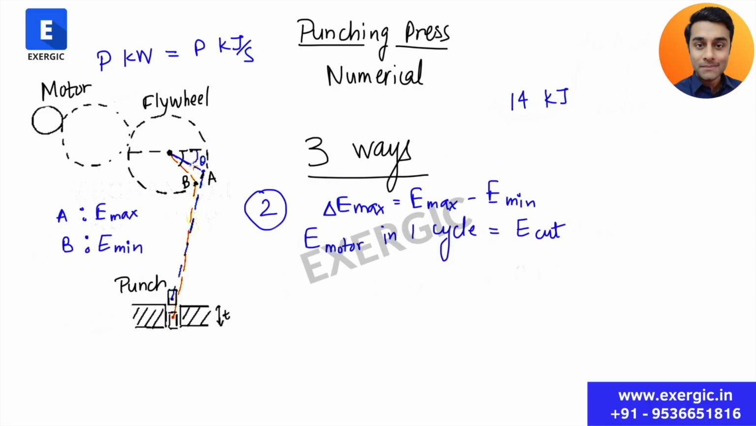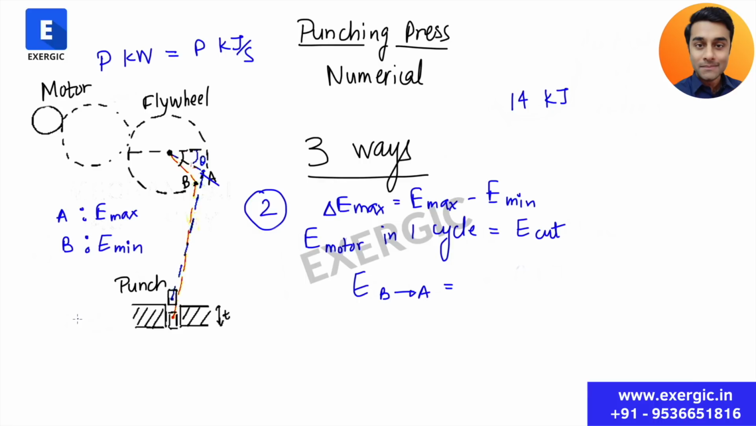Means if the flywheel started at A, rotated, completed one revolution and reached back at A, then during this rotation it received 14 kilojoule from the motor, which obviously it passed on further, but it received this much energy, right? So if in moving from A to A it received 14 kilojoule of energy, how much energy is it going to receive in moving from B to A?